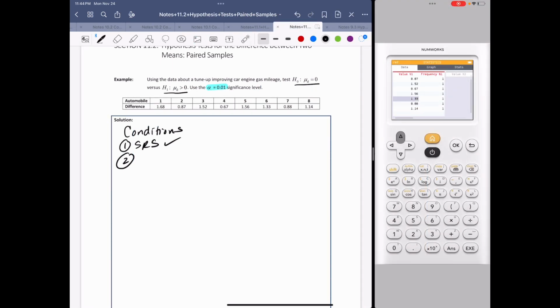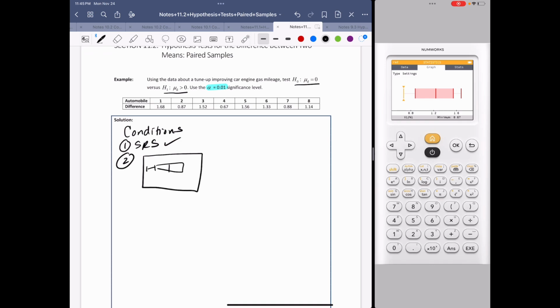Once you've typed in your differences, you're going to go to graph and you're going to do a box plot. And notice that the box plot is fine. It's always going to be fine. And I'm going to sketch it, and I'm going to say no outliers, normal, check. All right, and what your H0 is, mu of D is 0. That's always what it's going to be. And what your H1 is, the mean of the differences is greater than 0.